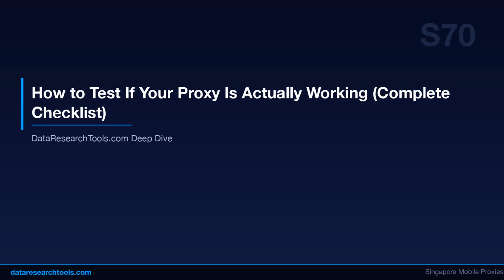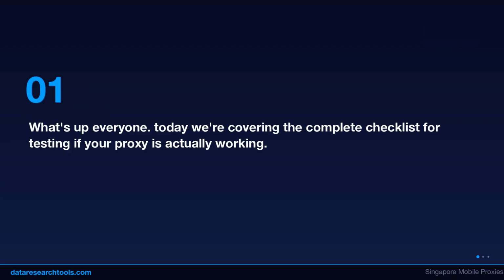So everyone, today we're covering the complete checklist for testing if your proxy is actually working. You might believe your traffic is routed through the proxy when it's actually bypassing it entirely, leaking your real IP through DNS or WebRTC, or connecting through a different proxy than the one you intended. Work through each phase in order, whether you're setting up a new proxy for the first time or auditing an existing one. The first phase is basic connectivity.